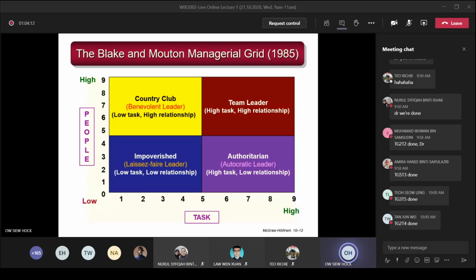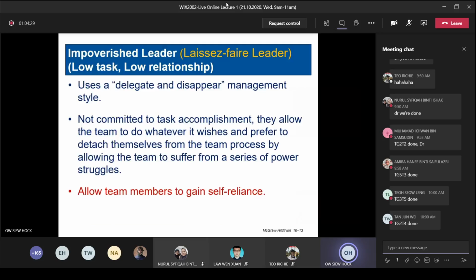Okay, and the authoritarian, or you call it autocratic leadership, means high task, low relationship. You want to get things done, but you're not good to your staff. So you check which region you belong to, which of these quadrants. So what's the meaning of each of these?